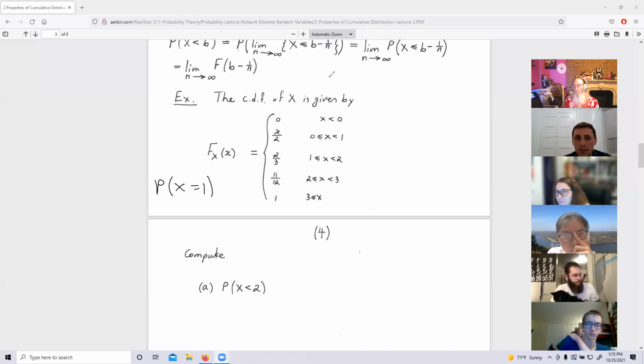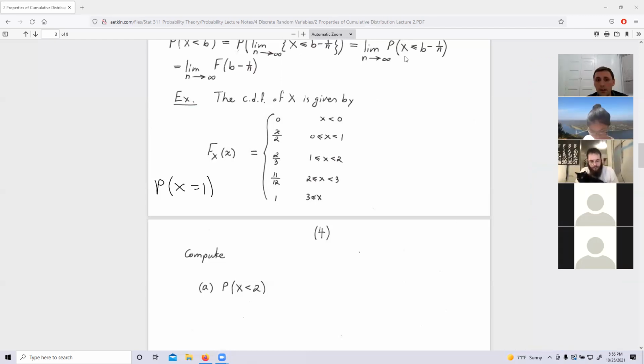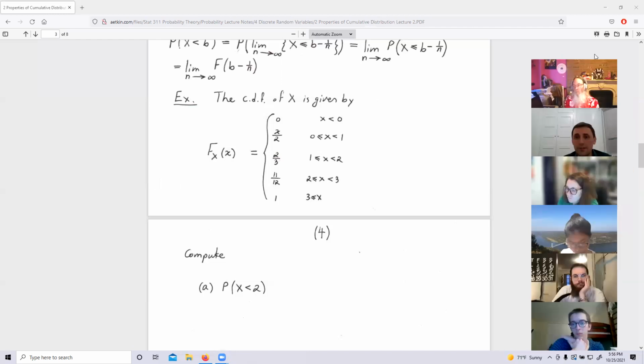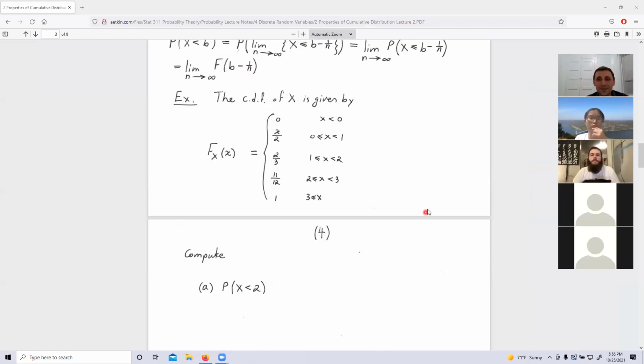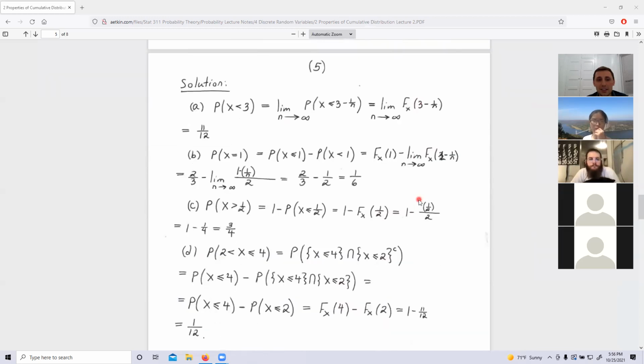And Maxine, yes, you are correct. Maxine has the right solution. It's 2/3 minus 1/2. Let's understand why. You see, guys, what happens here? Yes, if that's 2/3 minus 1/2, if it's 1/6, then that's right. So let's see it.